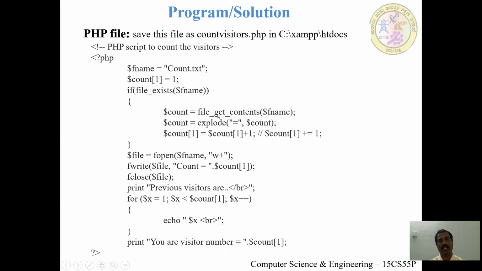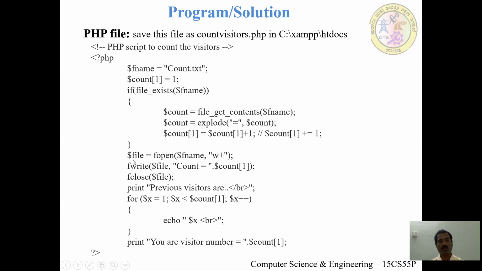count equals file underscore get underscore content, that is, it reads the content and that will be exploded. Here explode dollar count. The explode function is going to convert a string into an array variables. After conversion, the output will be assigned to the count, so count will be incremented.